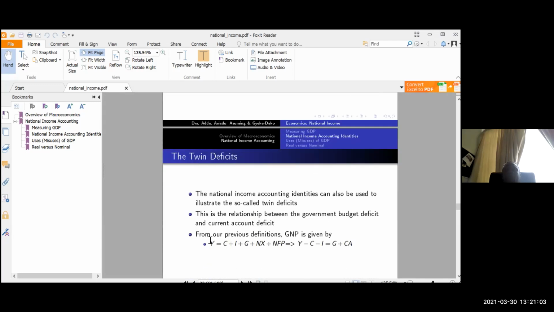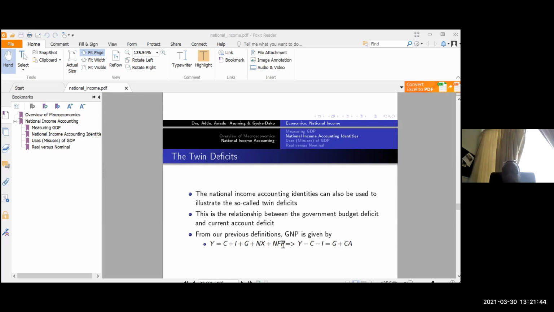And from our previous definition of GNP that we talked about, the GNP is given by C plus I plus G plus NX. And because it's GNP, we add in the net factor payments. Using that identity that we had, you can rewrite this equation to be this.